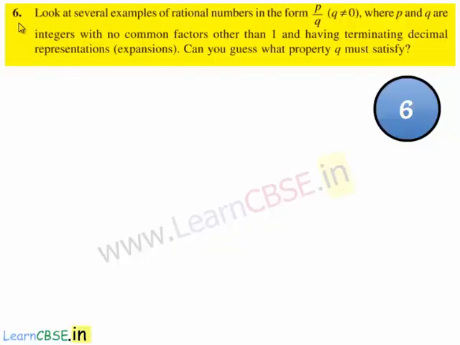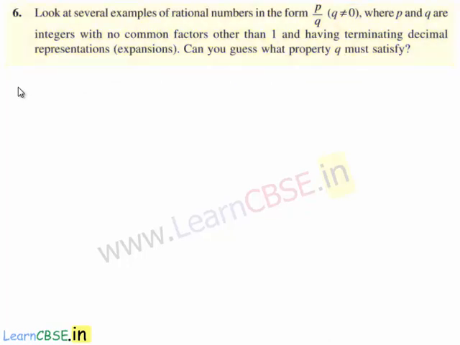Now let us move on to the sixth question. The question is, look at several examples of rational numbers in the form of p by q, where q is not equal to 0. P and q are integers with no common factors other than 1 and having terminating decimal representations. Can you guess what property q must satisfy?